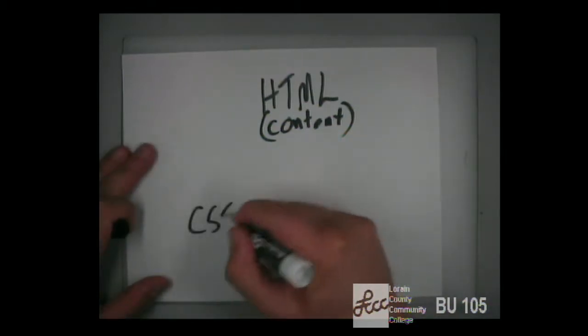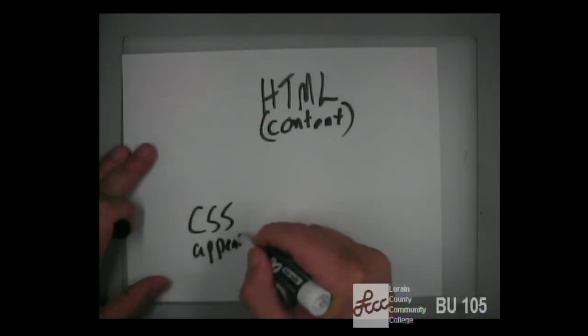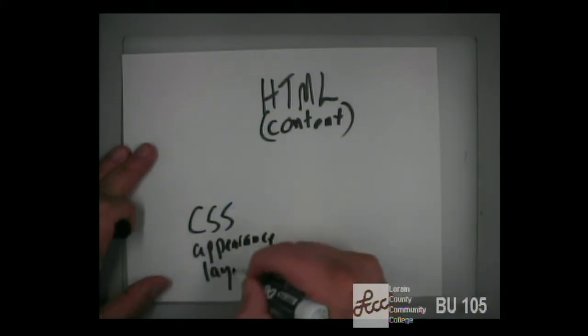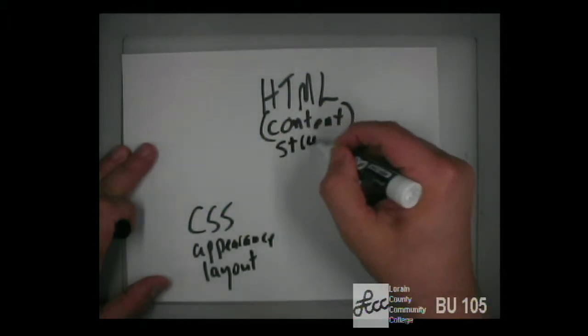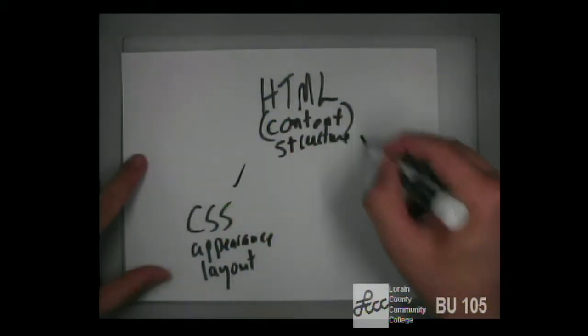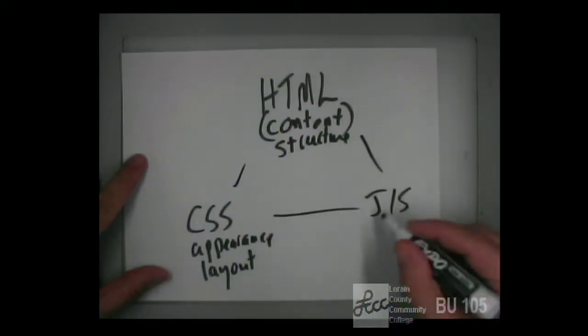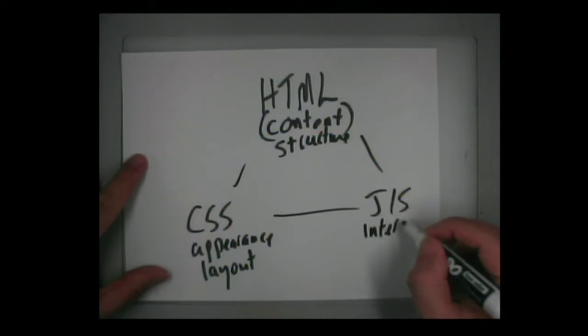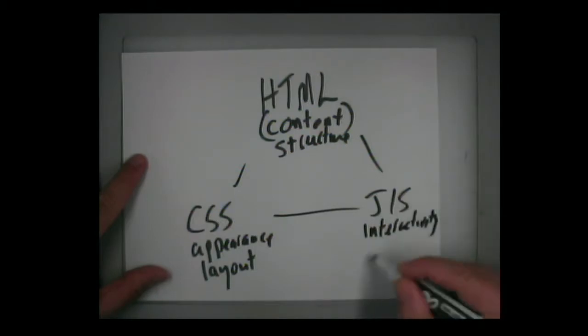There is CSS, which is the appearance and the layout. We can define structure in HTML, like this page has three sections in it. Here's the header, here's the nav, and so on. But physically, how's that going to be laid out? Are they going to be side by side? Are they going to be stacked on top of each other? How are those sections physically going to appear on the page? That's controlled with CSS. And then finally, JavaScript, which we'll talk about this semester, covers interactivity and behavior.